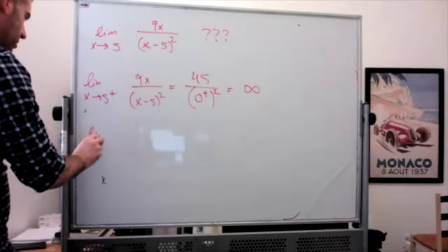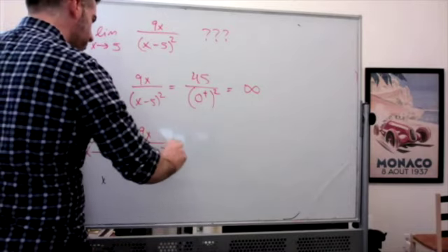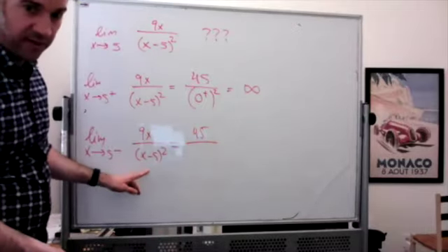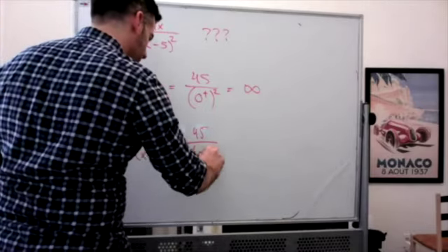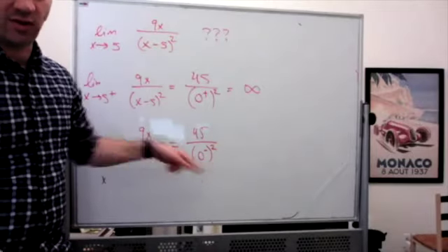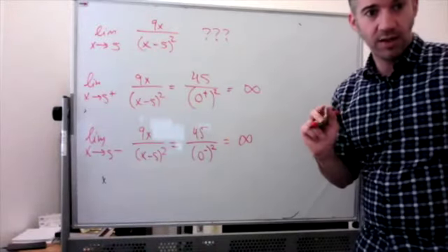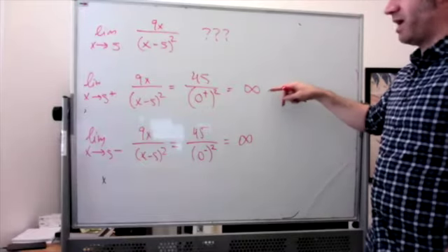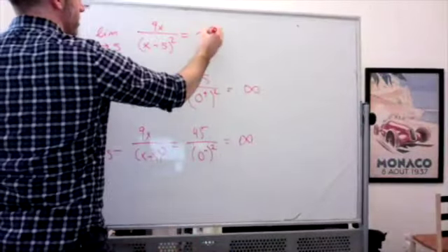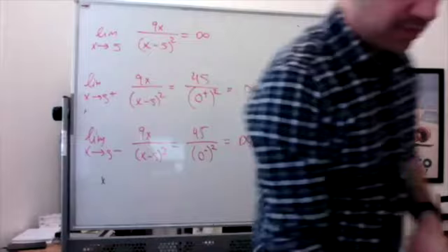And then for the left-hand side, I approach 5 from the left of 9x over x minus 5 squared. Top's still going to be 45. But now the denominator is going to be a number slightly smaller than 5 minus 5. So it's going to be slightly negative. But it's squared. So even though the insides are negative, a negative number squared is still positive. I have a positive over a positive, which is still going to be positive infinity. So since the left-hand limit and the right-hand limit are the same, then we can conclude that the double-sided limit is infinity.